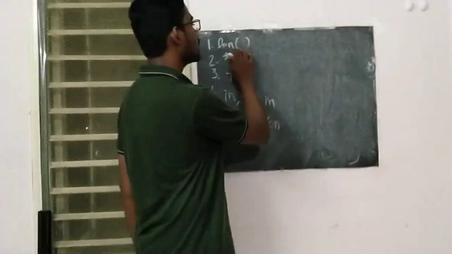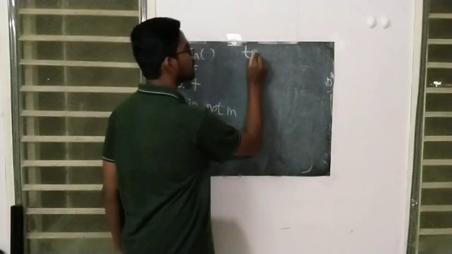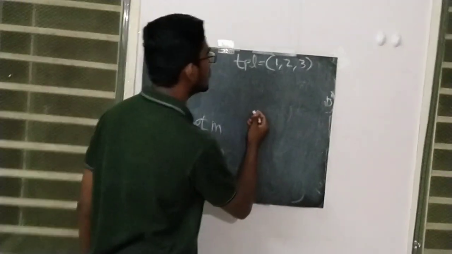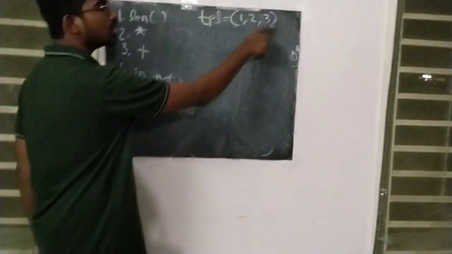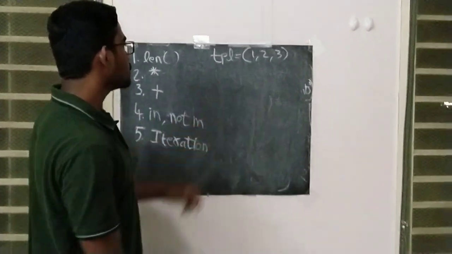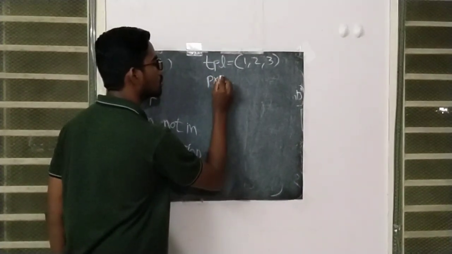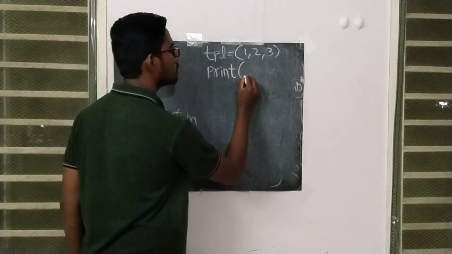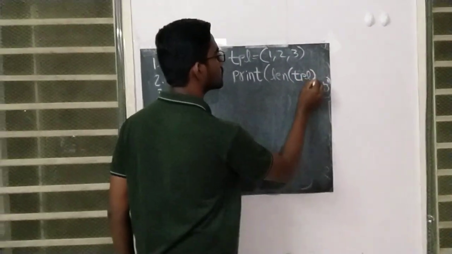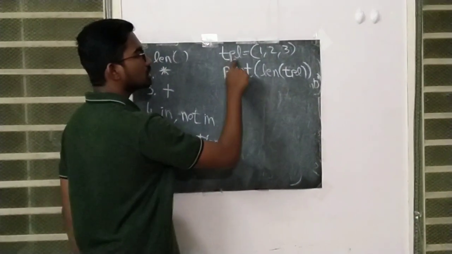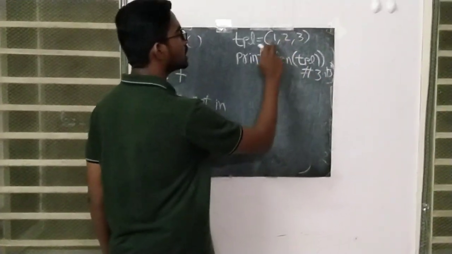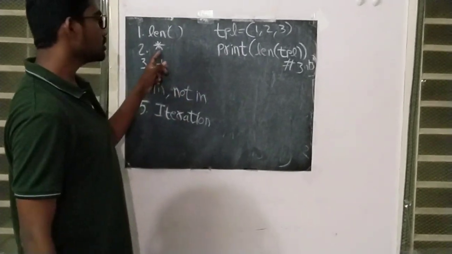For example, first, length. TPL is equal to (1, 2, 3). Tuple elements are enclosed within open and closed parentheses. This is tuple data type. Next, how to find the length of the tuple? Print len of TPL. It will display the length of the tuple variable, that is 3, since 3 elements are present in the tuple variable.